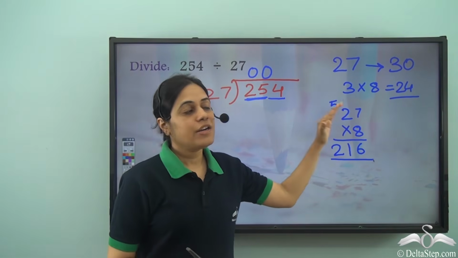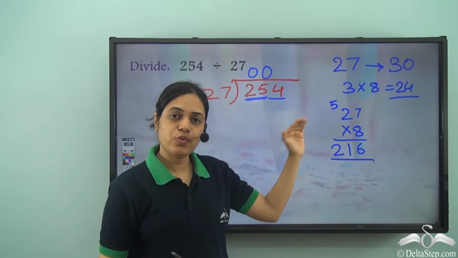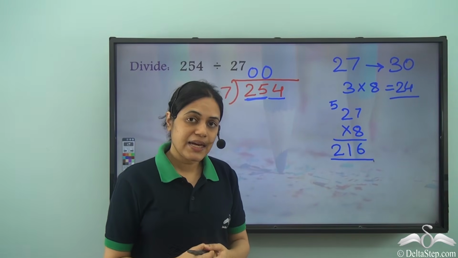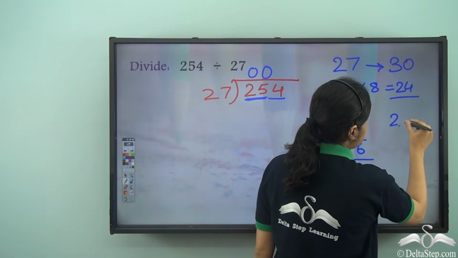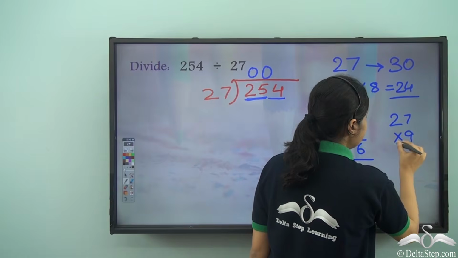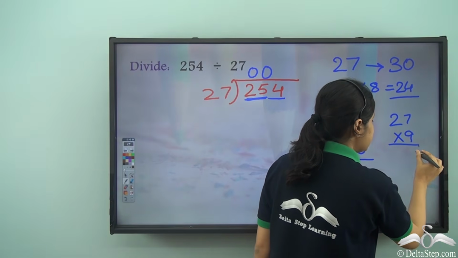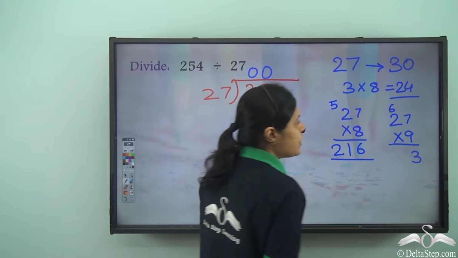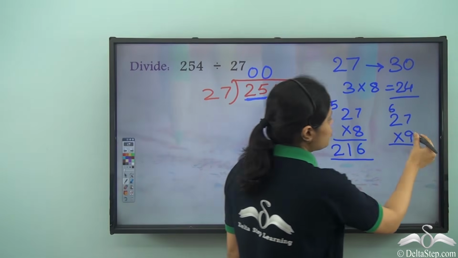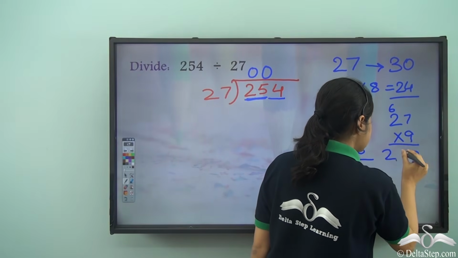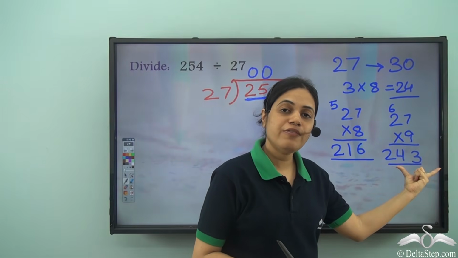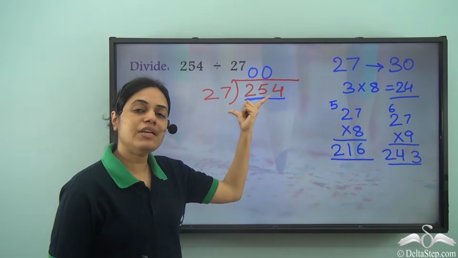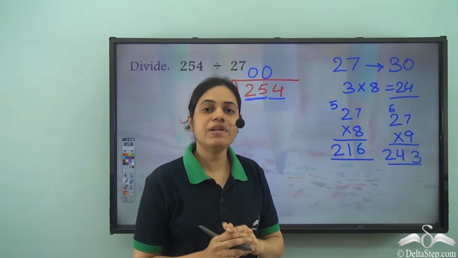So maybe 27 will go into 254 9 times. That is also possible, but we need to check that. So 27 into 9. Now 9 into 7 is 63. So I have 3 here and 6 carry. 9 into 2 is 18. 18 plus 6 is 24. So I have 243. Now 243 is also less than 254. So 9 is a possible answer.